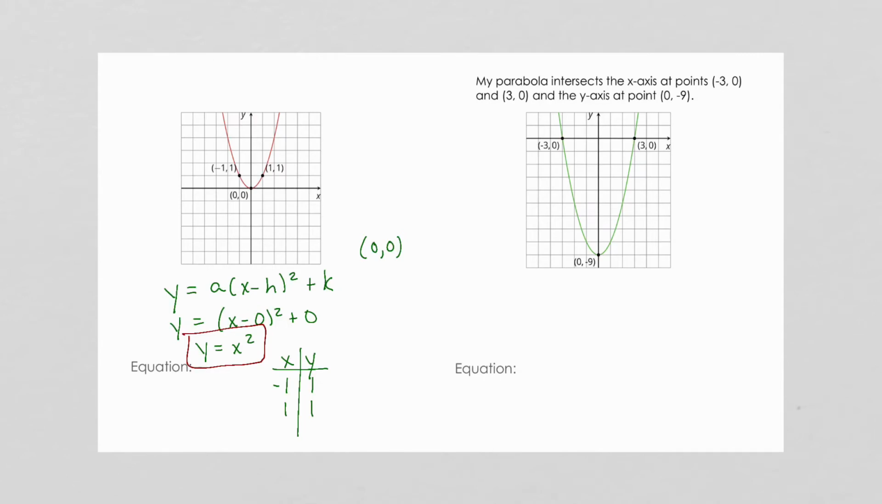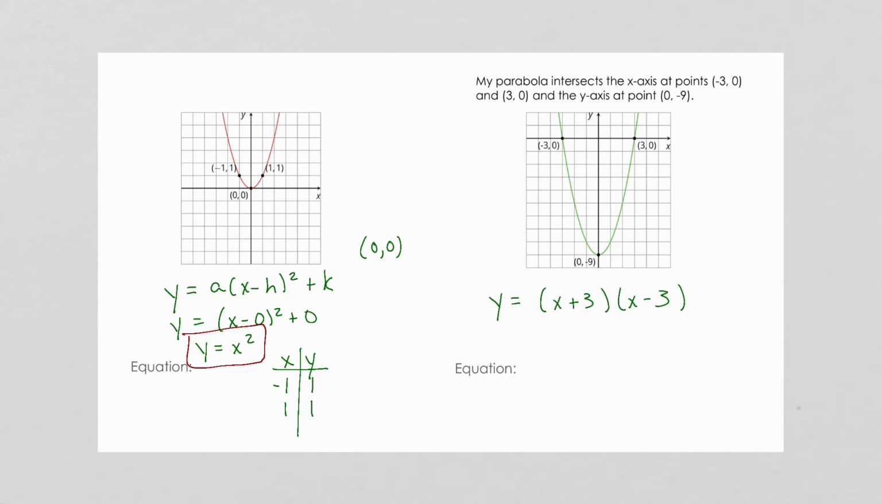In our second example, we're given the vertex and the x-intercepts. I could use vertex form. Let's try intercept form this time. Let's see what happens. y = (x + 3)(x - 3). We're going to assume a is 1. Again, if we find out that it's not 1, we'll change the equation. But if I use (x + 3) and (x - 3), is my vertex going to be at (0, -9)? That's the question.